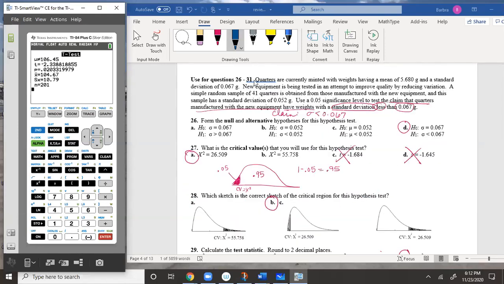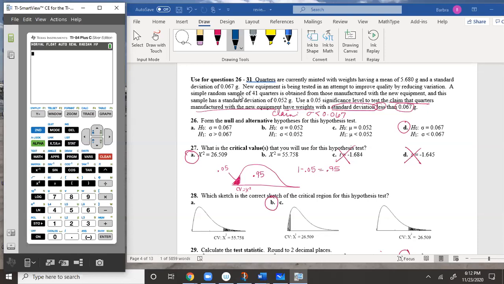Questions 26 through 31. Quarters are currently minted with weights having a mean of 5.68 grams and a standard deviation of 0.067 grams. New equipment is being tested in an attempt to improve quality by reducing variation. A simple random sample of 41 quarters is obtained from those manufactured with the new equipment, and this sample has a standard deviation of 0.052 grams. Use a 0.05 significance level to test the claim that quarters manufactured with the new equipment have weights with a standard deviation less than 0.067 grams. Underline the claim in the problem.